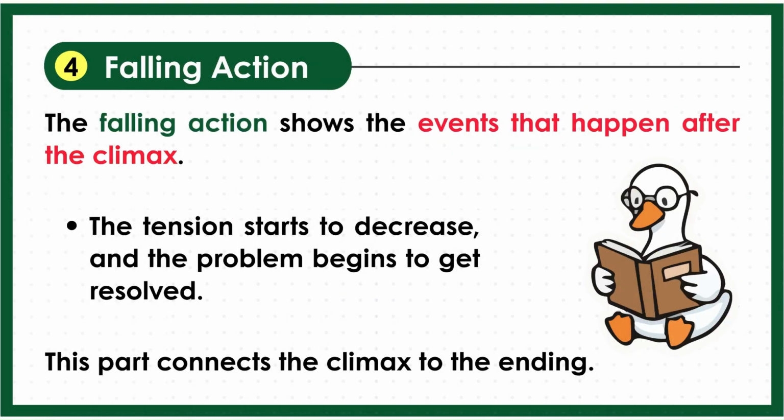Number 4. The falling action. The falling action shows the events that happen after the climax. The tension starts to decrease, and the problem begins to get resolved. This part connects the climax to the ending.